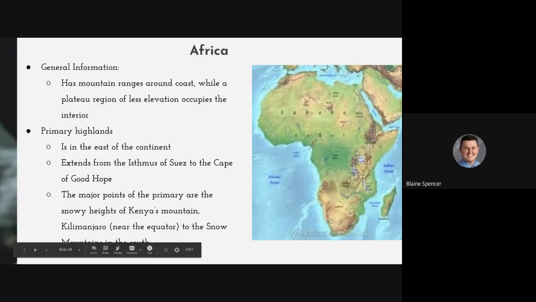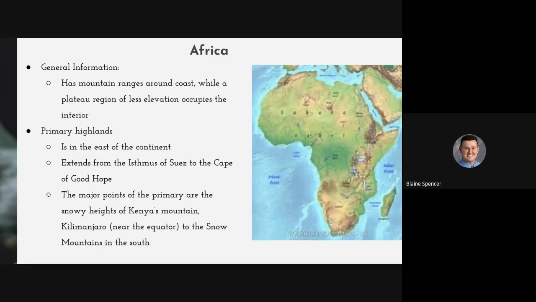And so we'll look at this here in a second. But the major points of the primary highlands are the snowy heights of Kenya's mountain Kilimanjaro, okay, in this region right here, okay, which is near the equator, to the snowy mountains in the south. Okay, south down here, these are the snow mountains. Okay, we see this. Okay, so those are the primary highlands.